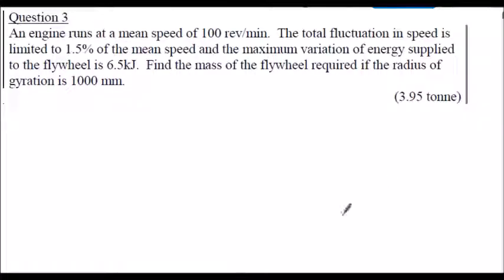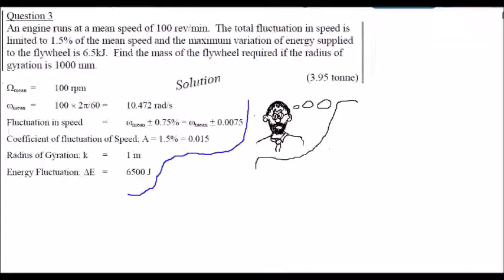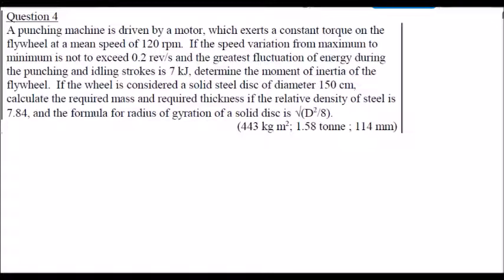Question three, can I leave you with that question there? An engine runs at a mean speed of 100 RPM. Total fluctuation speed is limited to 1.5% of the mean speed. And the maximum variance of energy supplied is 6.5 kilojoules. Find the mass of the flywheel required if the radius of gyration is 1,000 millimeters. So question three and question four. Can I leave you with those questions? Have a play with.